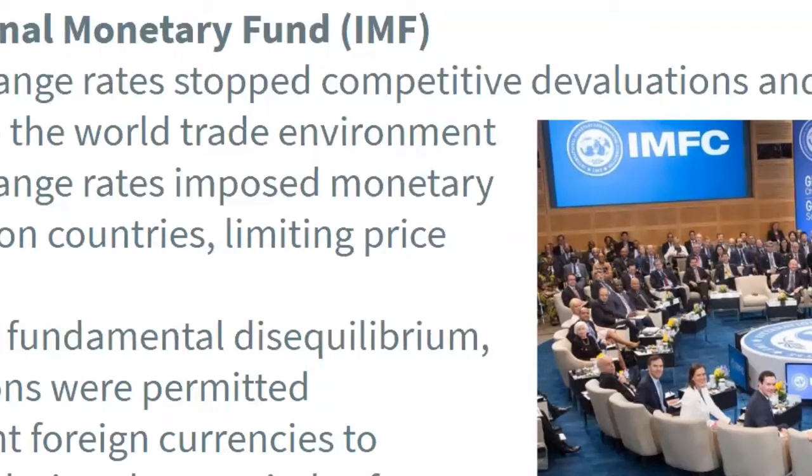In case of fundamental disequilibrium, devaluation was permitted. And the fourth, or the last, the IMF lent foreign currencies to members during short periods of balance of payments deficits, when a rapid tightening of monetary or fiscal policy would hurt domestic employment. So the IMF here is to help countries that have financial difficulties like devaluation or inflation and others, and also serves as a lending institution.